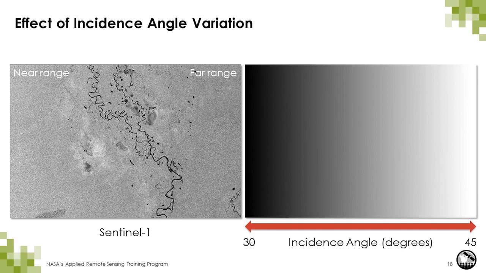So as we move further across the swath from near to far range, there's less energy that is returned to the sensor, and the image becomes increasingly darker in tone. It's around 3 to 5 dB difference in backscatter. And sometimes you have to be careful when you're doing classifications, for example, because if you train your classifier with a class that's in the near range, that class will not have the same backscatter characteristics in the far range.